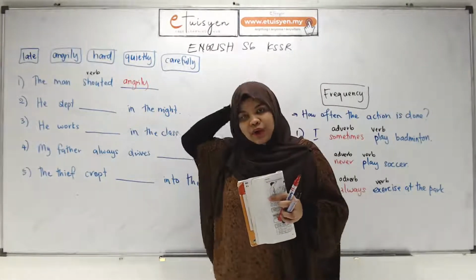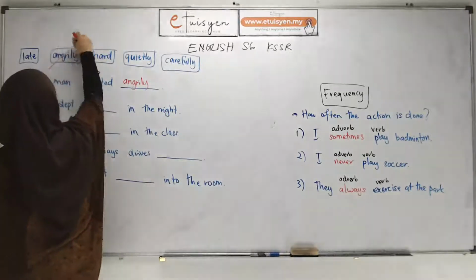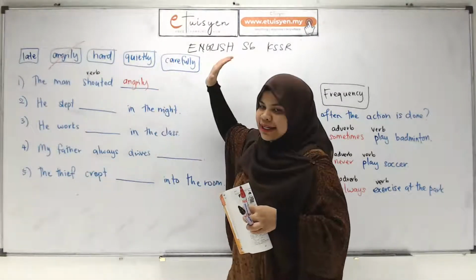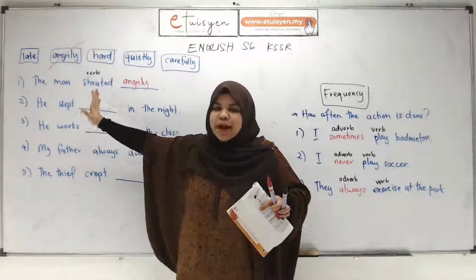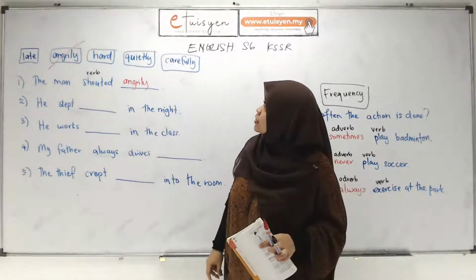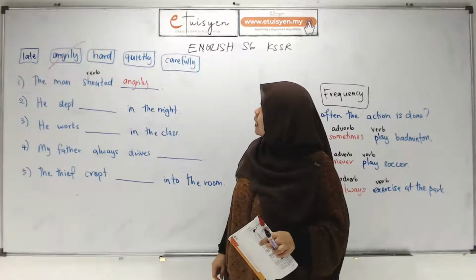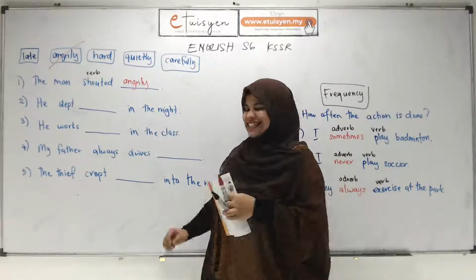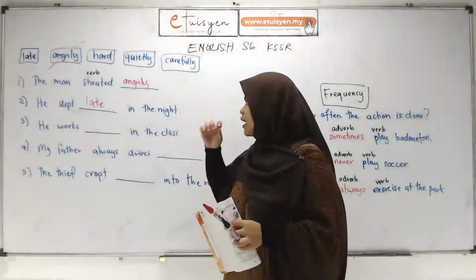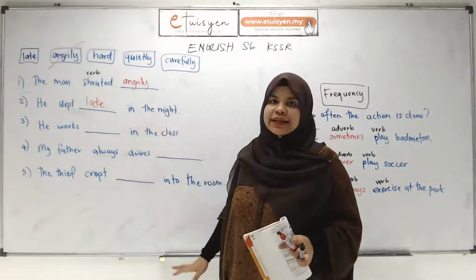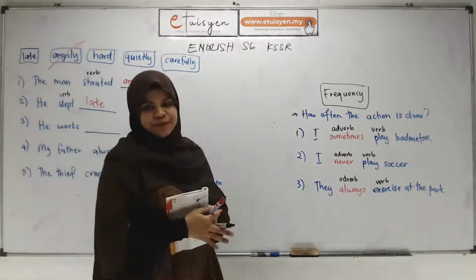Second one, he slept blank in the night. Okay, dia tidur pada waktu malam. Alright, so we have used angrily. So no more angrily. Late, hard, quietly, carefully. Cash, you want to try? If not, I'll give the answer. So here, he slept blank in the night. Late pun boleh, quietly pun macam betul juga. Hard, slept hard. Okay, good. Sleep carefully. Okay, Cash, late. Yes, you're right. Well done. Bagus ni. Cash ni awesome. So, dia tidur lambat in the night. He slept late. So, here is your verb again, and the red color is your adverb. Now, third one.